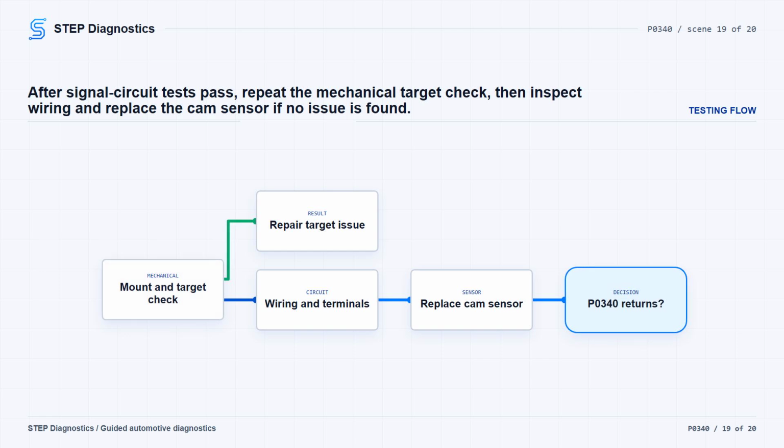If no problem is found, inspect the wiring and connectors between the CMP sensor and the PCM for chafed, pierced, pinched or partially broken wires and for broken, bent, pushed out or corroded terminals. Then replace the camshaft position sensor, clear the code and start the engine or crank it for 10 seconds. If P0340 does not return, the repair is complete. If it does return, move to the final connector integrity check.